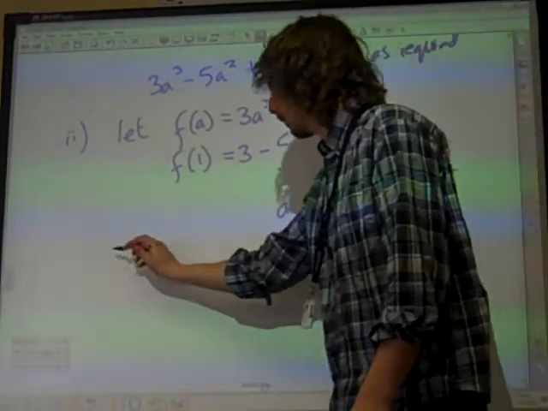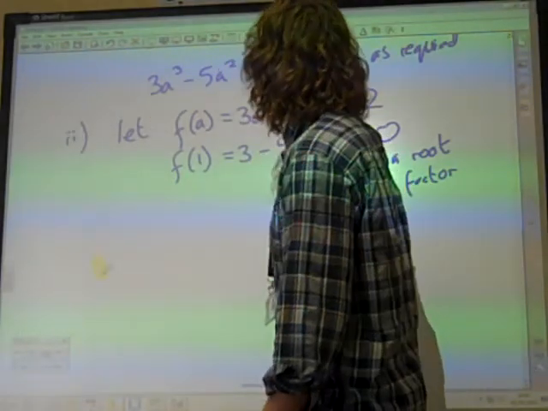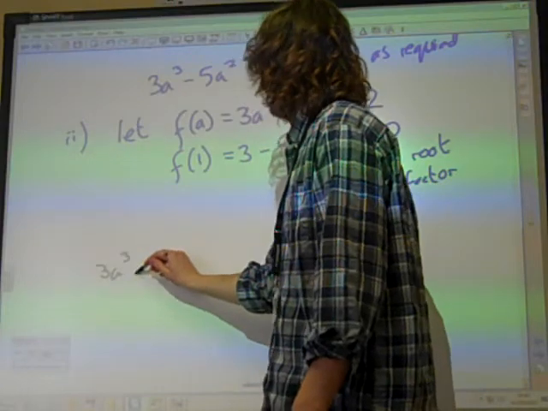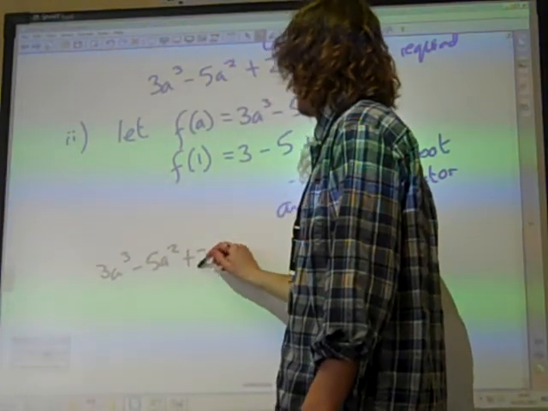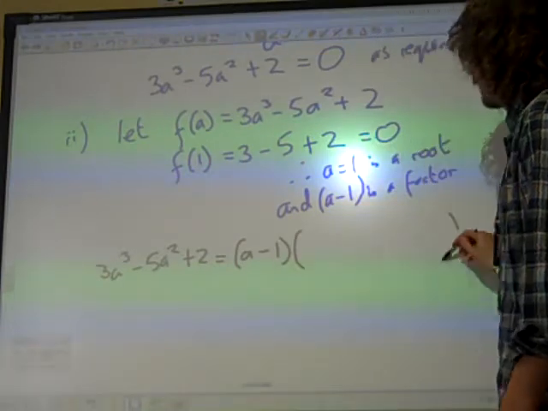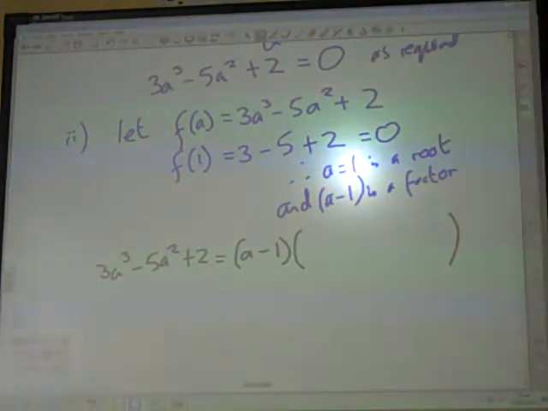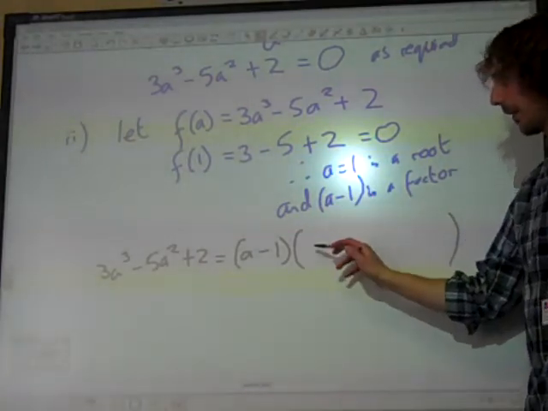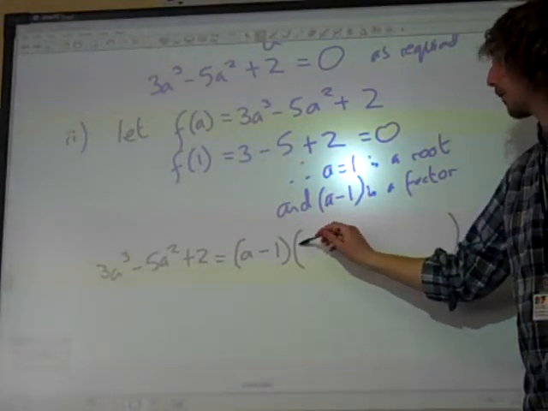I didn't do long division. Oh, that's not good. I thought if a minus 1 is a factor, then I can figure out the other factors because I'm good at this kind of thing. So the other factors, at the start of this bracket, it has to be a 3a squared.